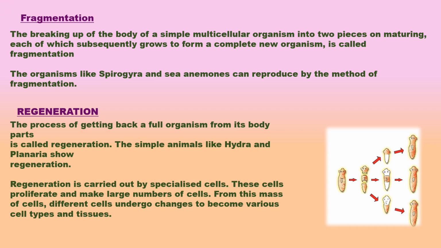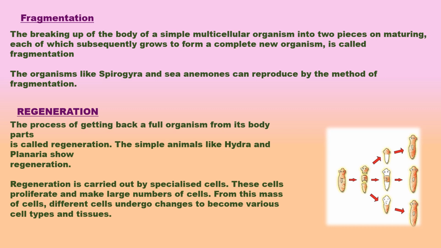Fragmentation. The breaking up of the body of a simple multicellular organism into two, or more, pieces on maturing, each of which subsequently grows to form a complete new organism, is called fragmentation. Some of the multicellular organisms having relatively simple body organization can break up easily into smaller pieces, or fragments, on maturing. These pieces or fragments can then grow and form new organisms complete in all respects.